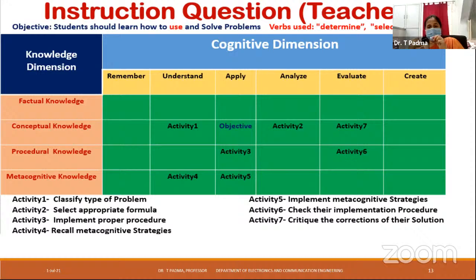And similarly, the activity 6. Activity 6 is about checking the implementation procedures. So while evaluating, we need to come to the conclusion whether the formulas which we have considered are correct, and whether we are able to apply that knowledge. So that is the procedural knowledge which is given for evaluating in the activity 6. So coming to the activity 7, it is the correction of the solutions. If any corrections are required, we need to come to the conclusion of the solution based upon the conceptual knowledge. So these are the instruction persons.